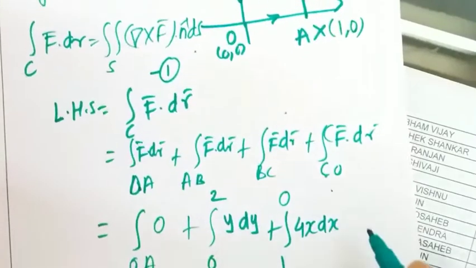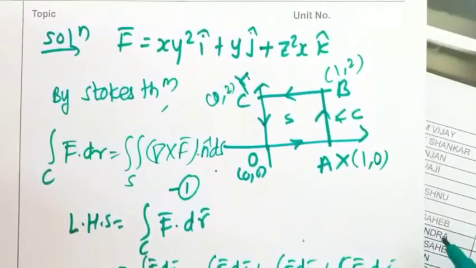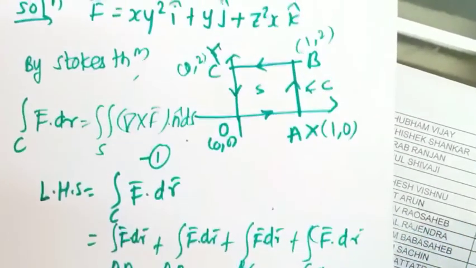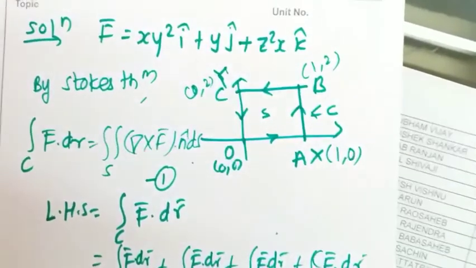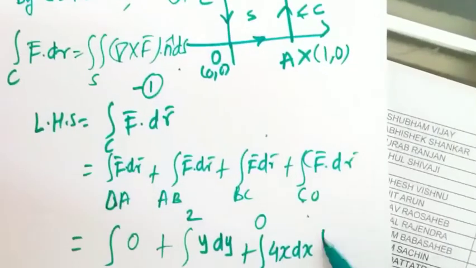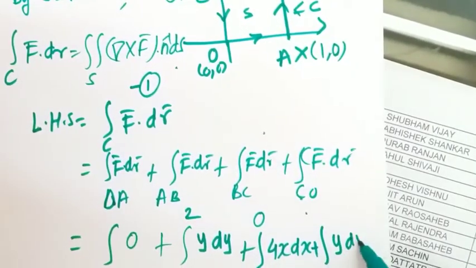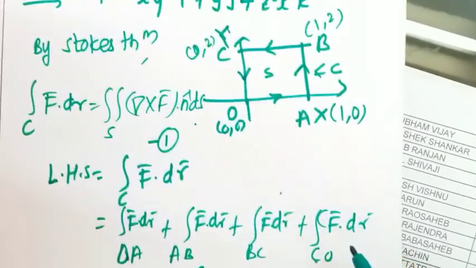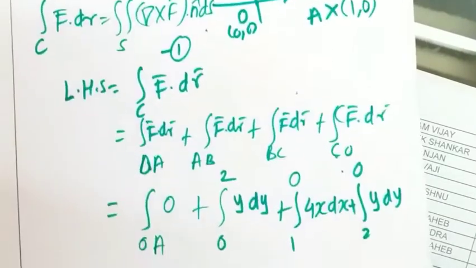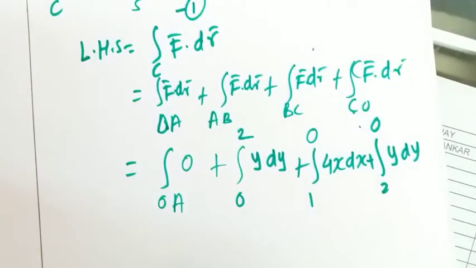And over the final path, x is 0, z is 0, and y is changing. So over the final path y dy will remain, and y is changing from 2 to 0, so the limits will be 2 to 0. So we get these 3 integrals.